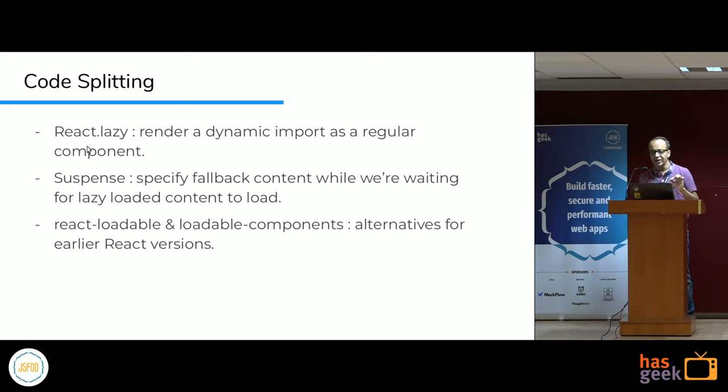So React Lazy, like I said, is essentially used to do a dynamic import, just for dev convenience, so it shows as a regular import, and Suspense is to specify the fallback content to show when the lazy loaded content is loading. For guys who are working on earlier versions of React, React Loadable and Loadable Components are the alternatives. They are pretty feature rich. So if you cannot use React Lazy and Suspense, you still can do code splitting.